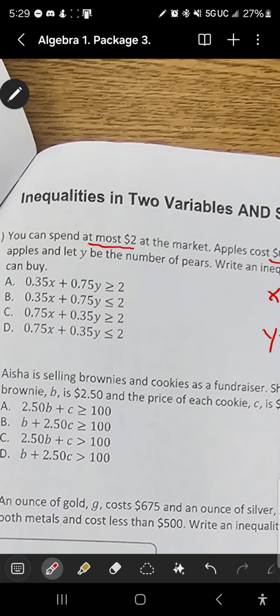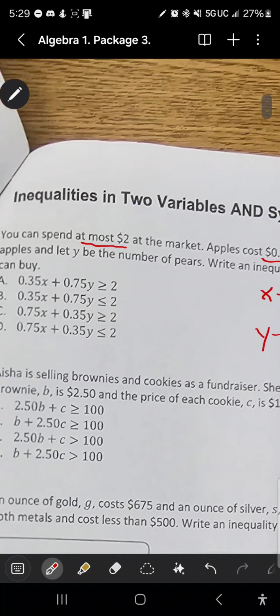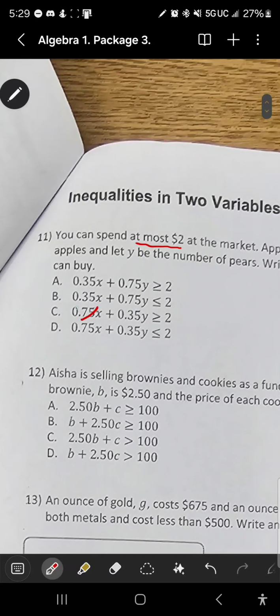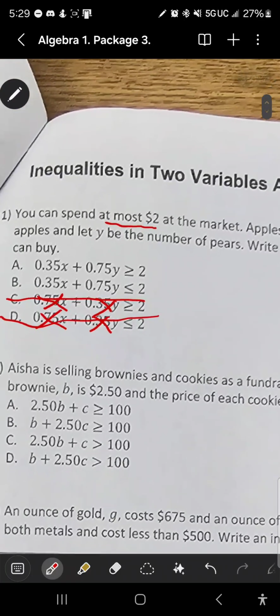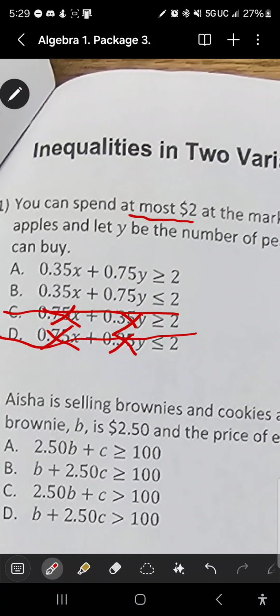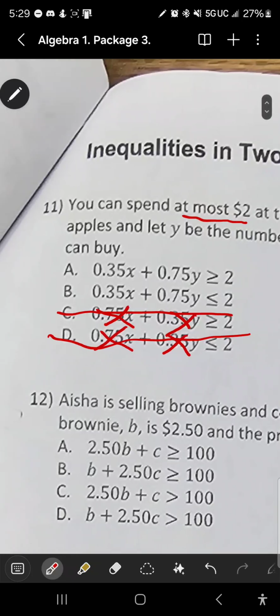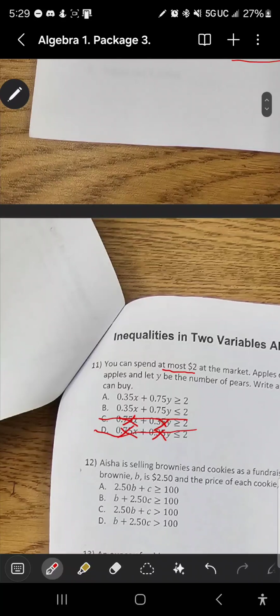So basically, let's see this. I know that X is with 0.35 and Y is with 0.75. So this is wrong because they are inverse. X is with 35, not 75, and Y with 75, not 35. So that's obviously wrong. Now, what about between A and B? This is like number 9, if I'm not mistaken. Yeah, it's like number 9.